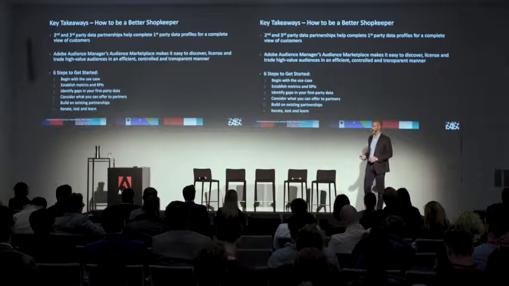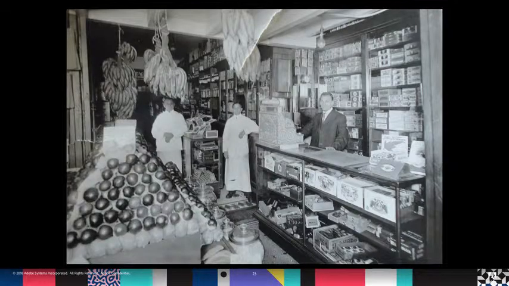And then we also talked about the 6 steps to get started, beginning with the use case, thinking through metrics and KPIs, considering the gaps that you're trying to fill in your first-party data, also thinking about what you can offer to partners that might be valuable to them, building on existing partnerships, and iterate, testing, and learning. And ultimately, the goal here is to try to get closer to knowing your customer across all their touch points so you can do a better job delivering great experiences.